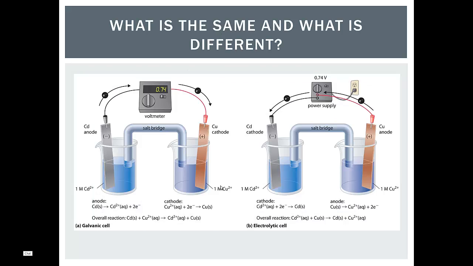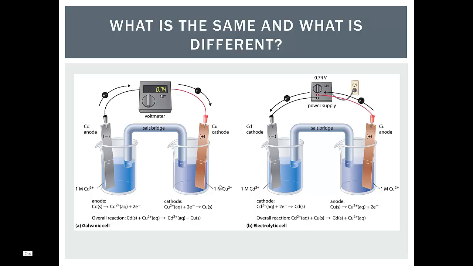So here we have a picture of a galvanic cell and an electrolytic cell involving the same two reactions with cadmium and copper. So what's the same and what's different? First, you'll see at the anode in both of these, oxidation is occurring. You're losing electrons. At the cathode, reduction is occurring in both. The electrons are flowing from anode to cathode in both of these. Things that are different: you'll notice in the galvanic cell that voltage is being produced, so you're measuring it with a voltmeter. In the electrolytic cell, voltage is being supplied through the power source.